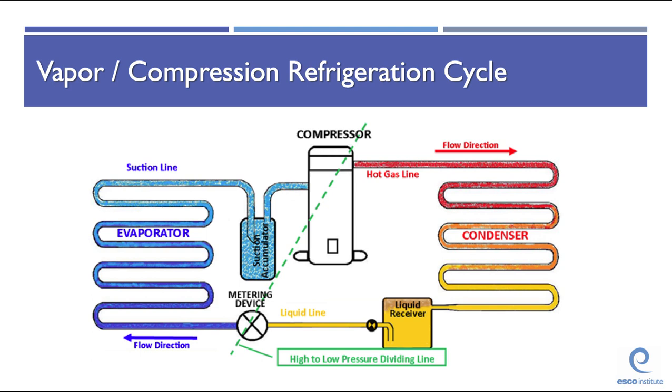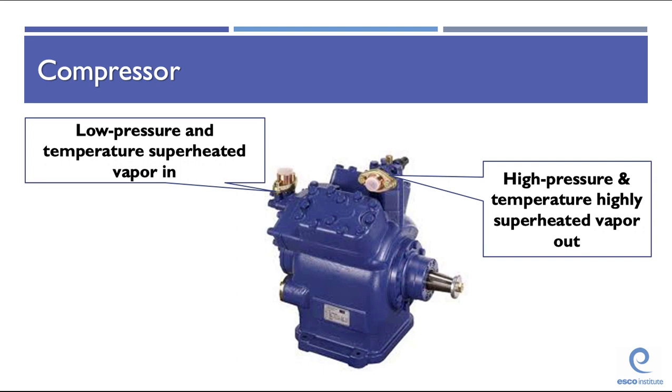The compressor and the metering device are the dividing points between the high and low pressure sides of the system. Notice the dotted line. Everything to the right of the dotted green line on this slide is high pressure. Everything to the left is low pressure. The compressor is the heart of the vapor compression refrigeration cycle. Low pressure, low temperature, superheated vapor entering the compressor is compressed, changing it to high pressure, high temperature, superheated vapor.